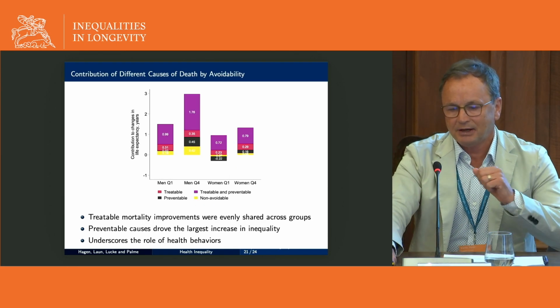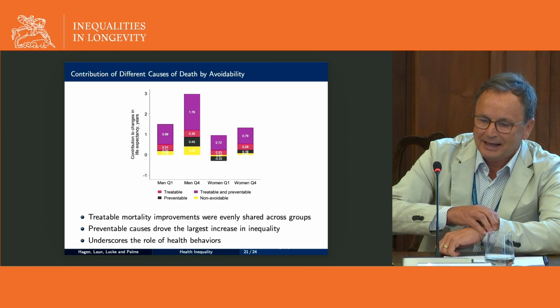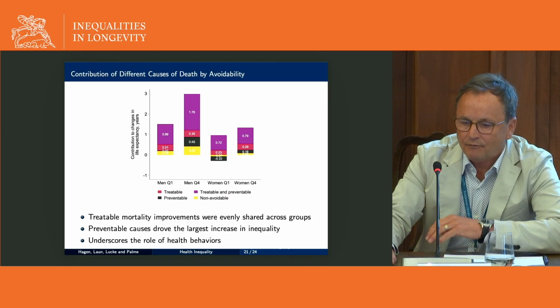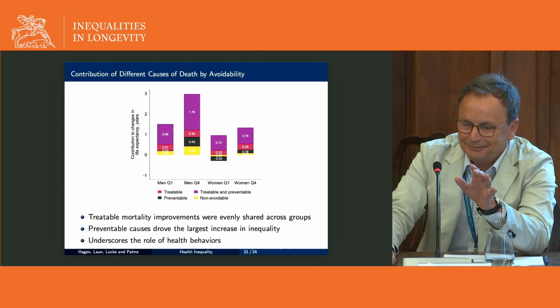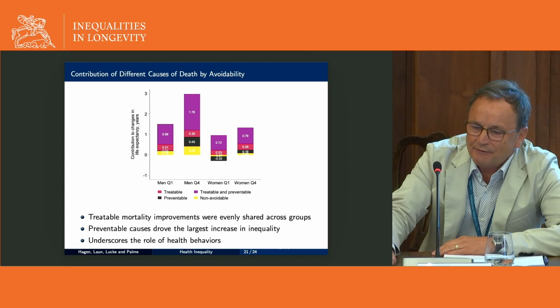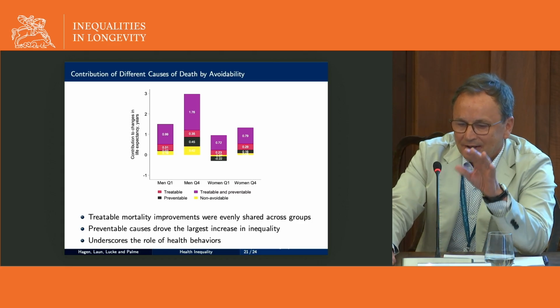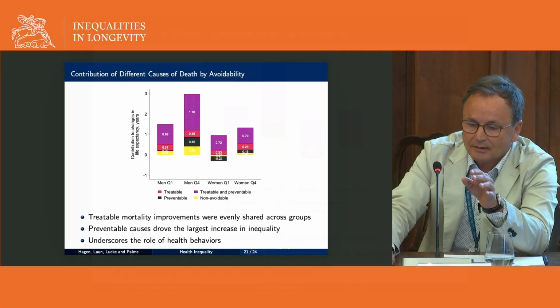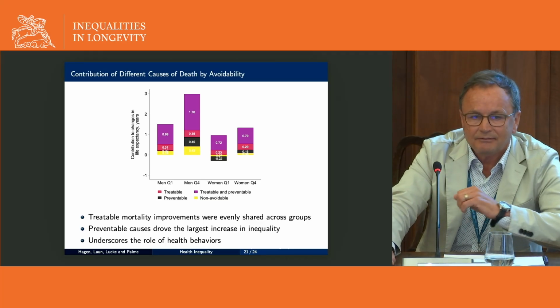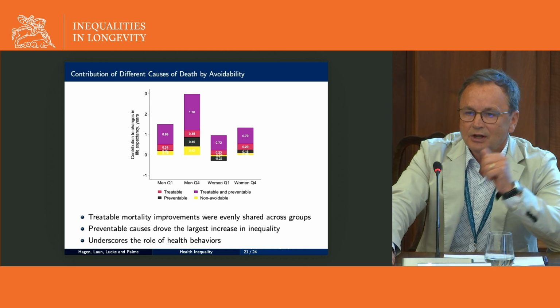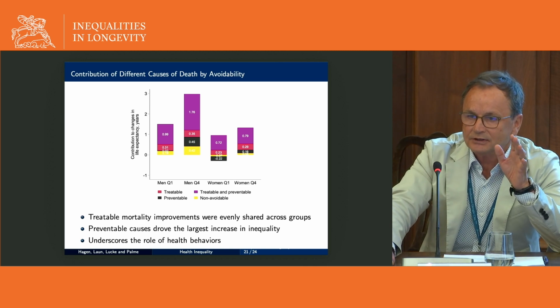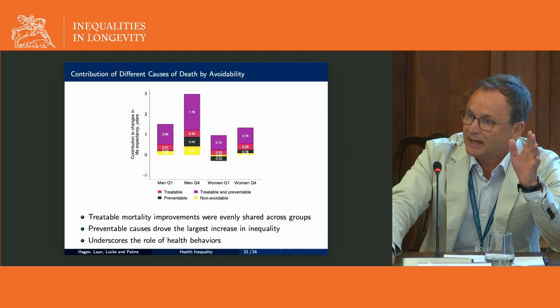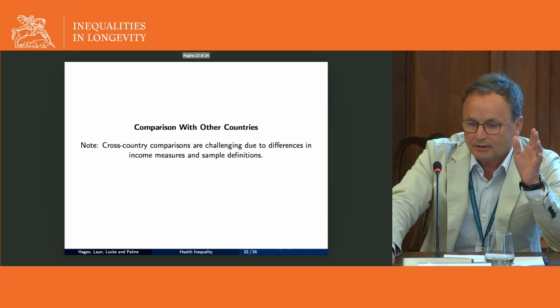Here is, very briefly, the different causes of death. My time is running out, so I'll be very brief on this. You can see that purely preventable causes of death have saved a lot of lives in the upper end of the income distribution, men in the fourth quartile, for example, but nothing in the lower end. Again, this suggests a third factor explanation of the overall change, because it suggests that lifestyle factors are the main driver of the change in the income gradient.